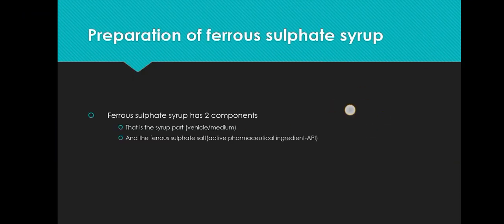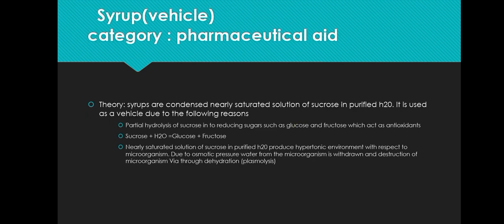Now let's divide this hematinic medicament. This medicament contains two components. They are syrup and ferrous sulfate salt. Firstly, let us decode the concept of syrup. What actually is a syrup?